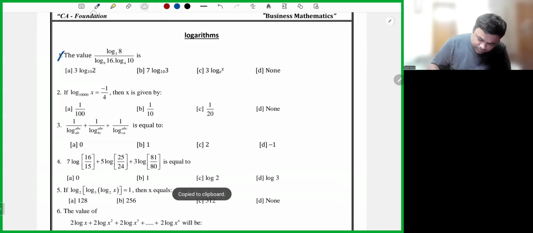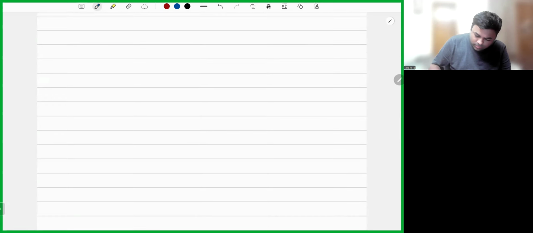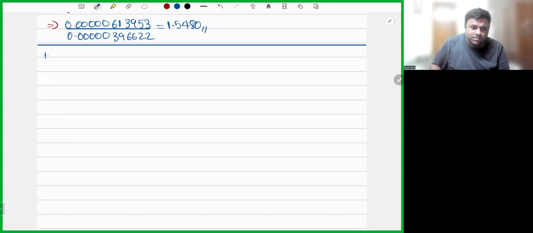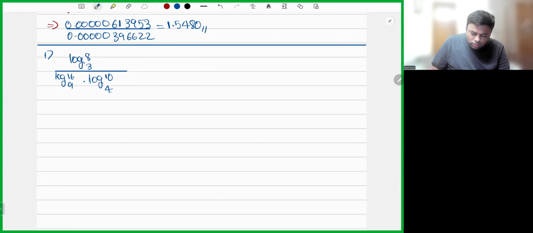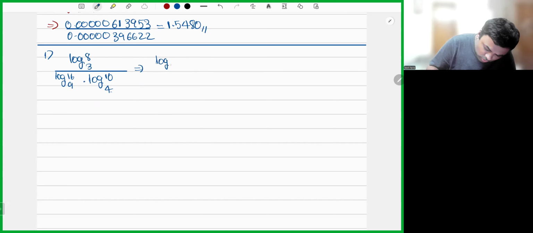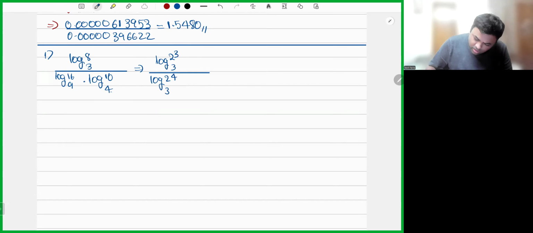So question number 1. Let's go ahead and simplify this first. Now, log 8 to the base 3. How can I write it, my dear friends? Can I write it as log 2 cubed to the base 3? Yes, sir. Log 16 to the base 9: how can I write it as log 2 power 4 to the base 3 square? Log 10 to the base 4: I'll write it as log 10 only to the base 2 square.